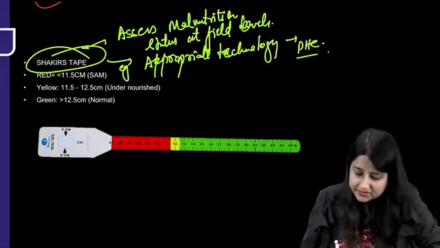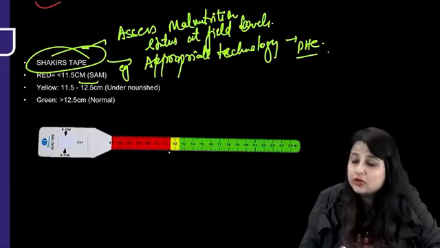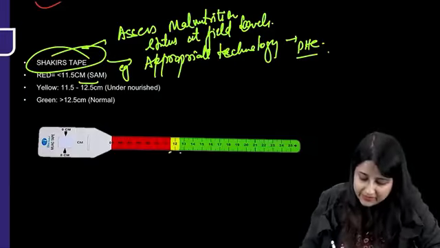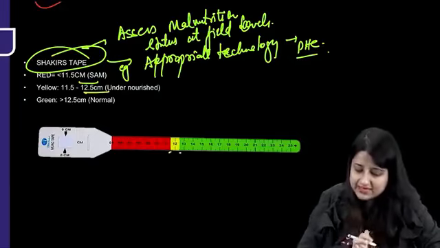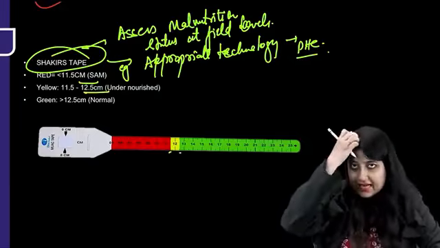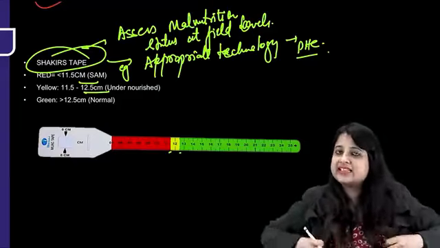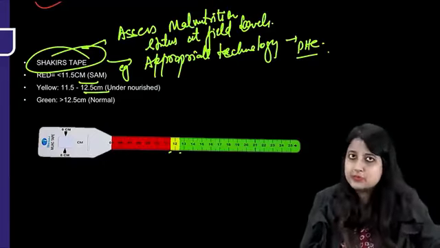Now it has 3 zones, red, yellow and green. Red is below 11.5, a SAM child, severely malnourished. 11.5 to 12.5 is undernourished, and more than 12.5 is normal. So if the health worker sees any of this, she will immediately refer in the field to an ICDS center, and accordingly management will be done.